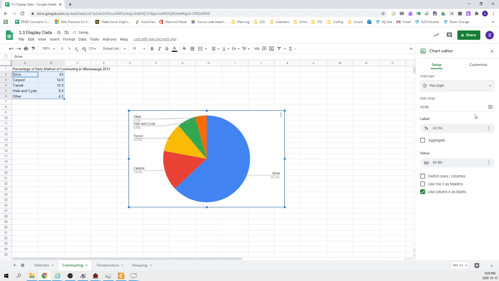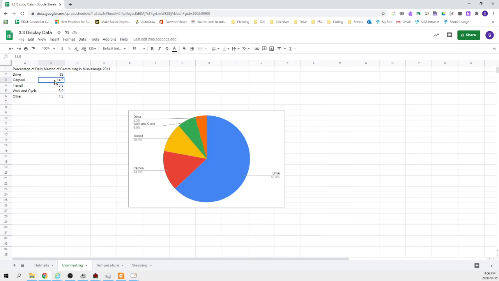Probably the best choice would be to use a circle graph because these are all parts of a whole. So the whole population, how many fit into the driving. So this graph makes it really clear that by far most people use their car to drive to work, and they drive by themselves, not carpooling.